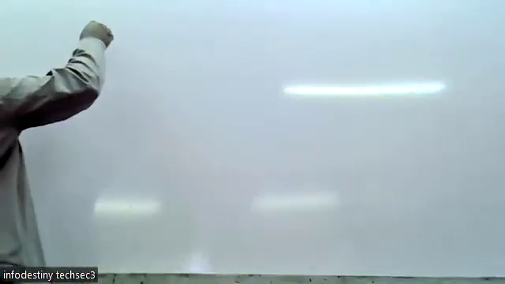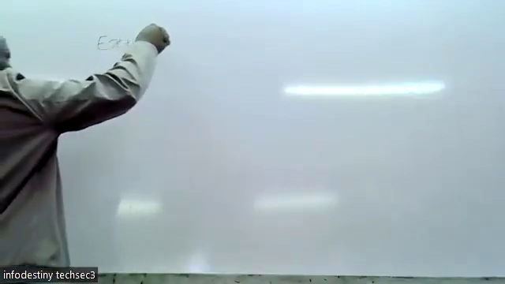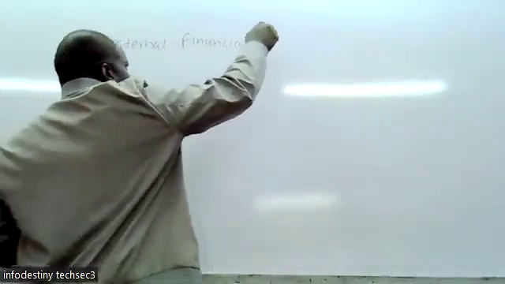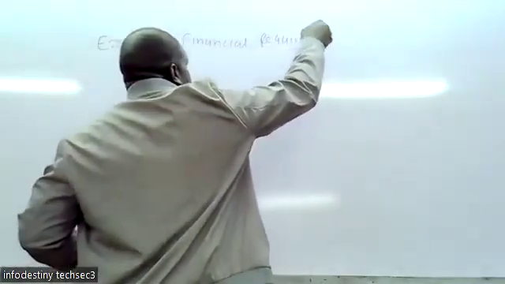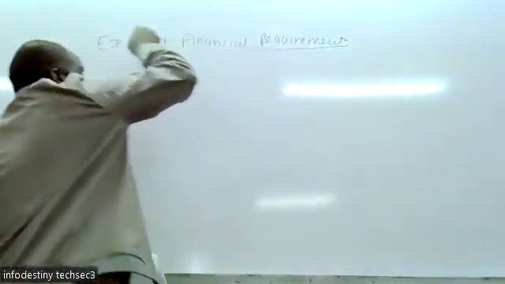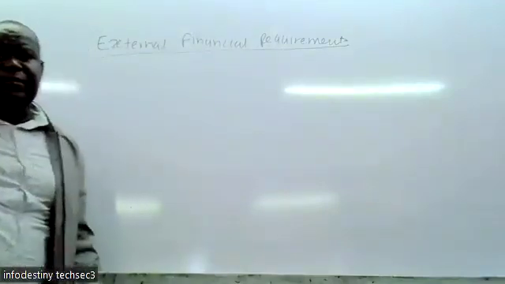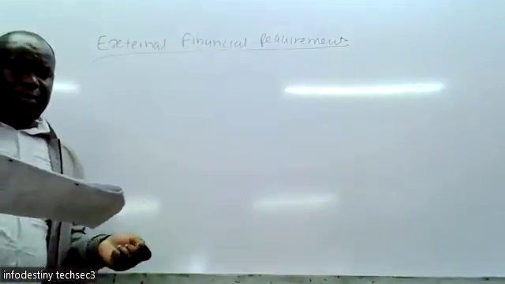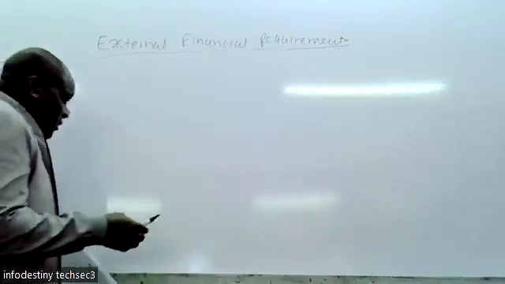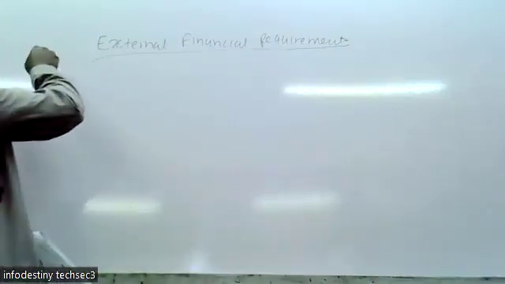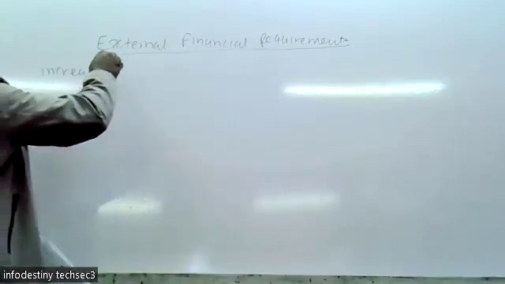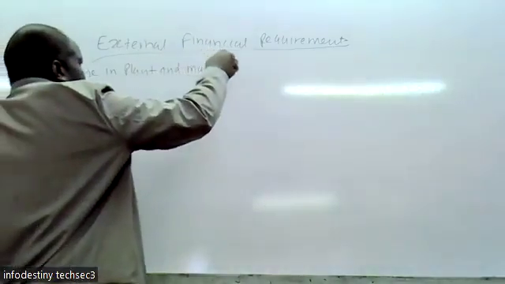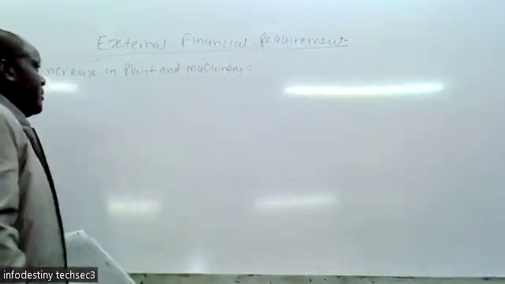So now compute external financial requirements. External financial. So in the format I've given you, we start off with the increase in the fixed assets. We start with increase in plant and machinery. Increase in plant and machinery.